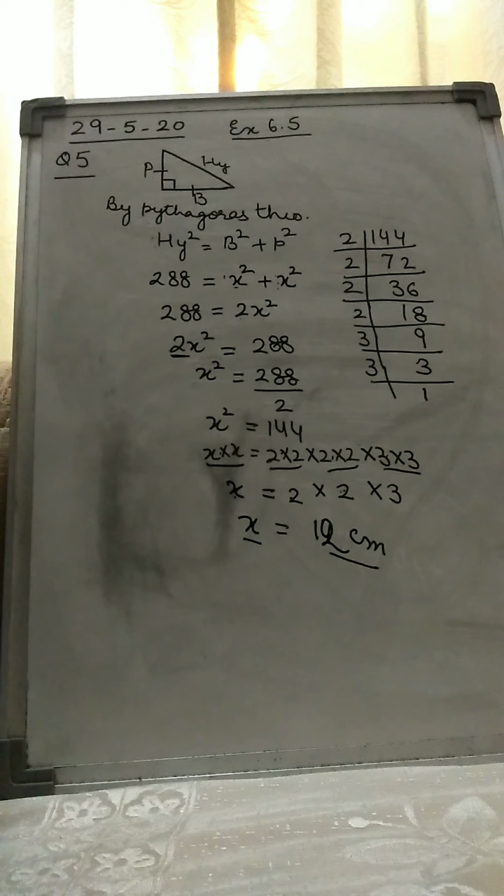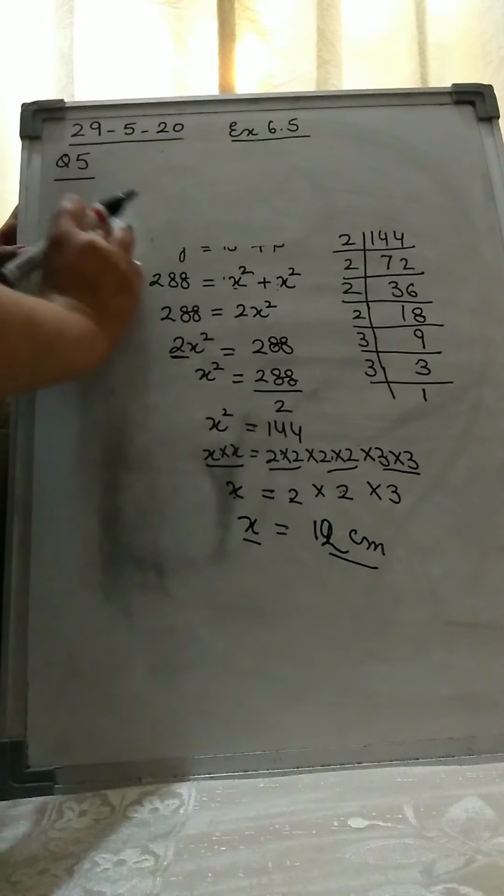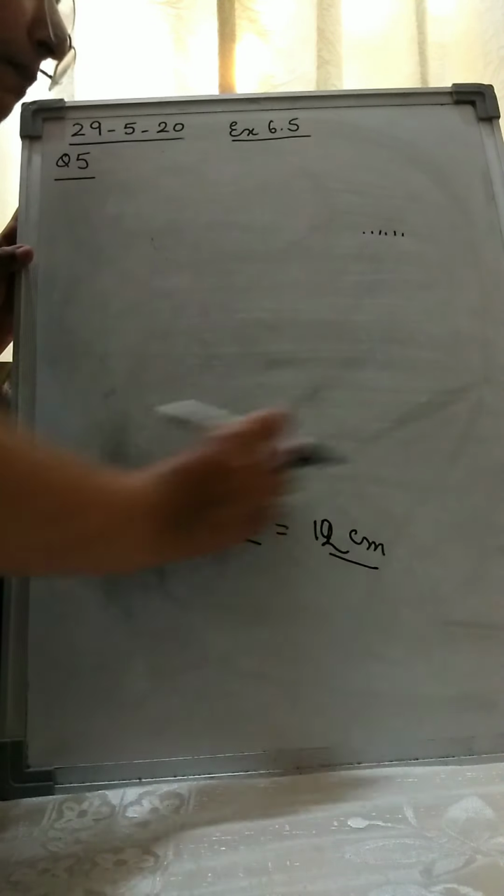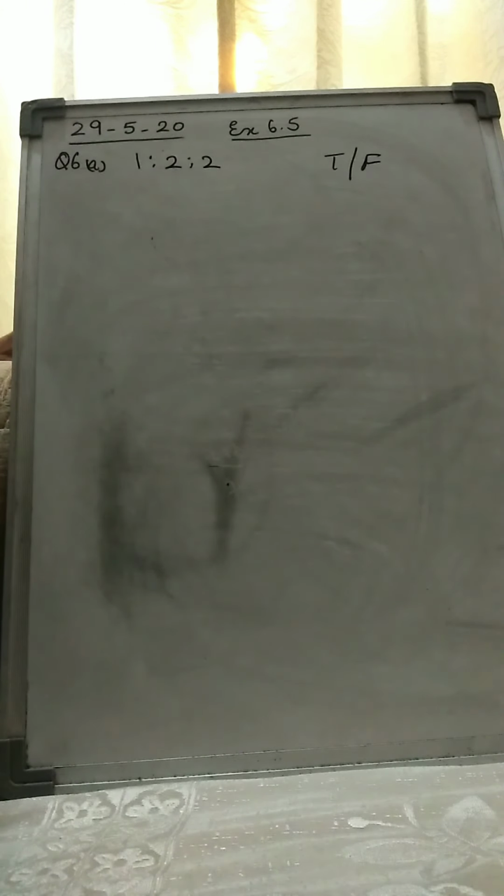Now comes question number 6, which says that you have to tell true or false. A right angle triangle has the angle measurements in the ratio 1:2:2. Will this be possible? Angles in measurement ratio should be 1:2:2. Question 6, A part, you have to tell whether this statement is true or false.